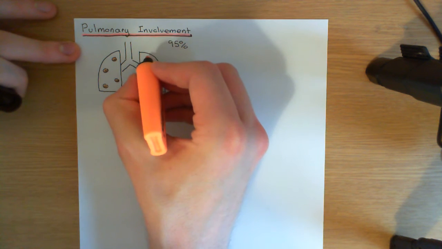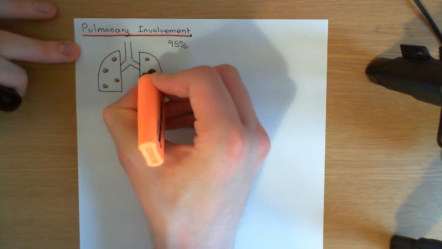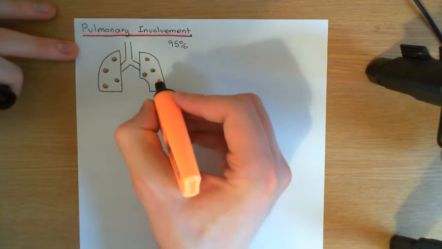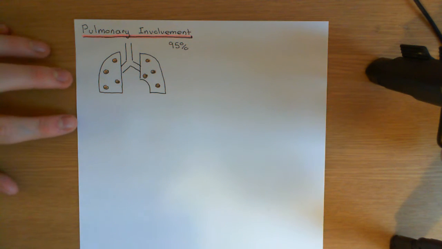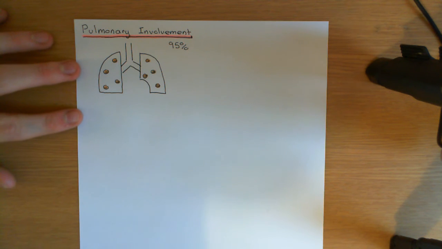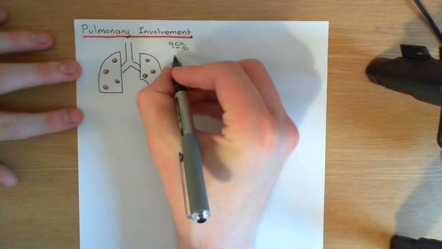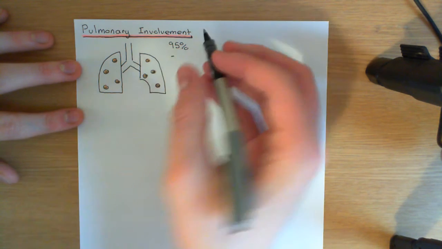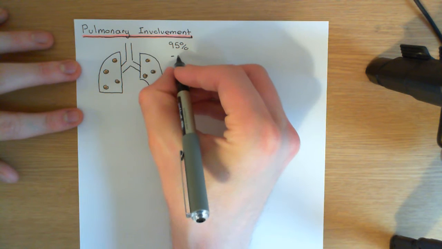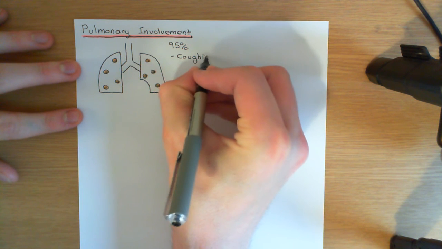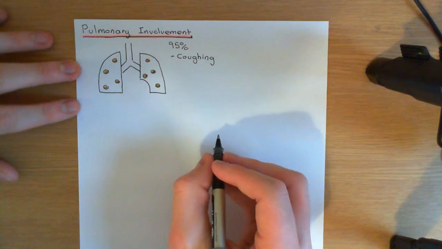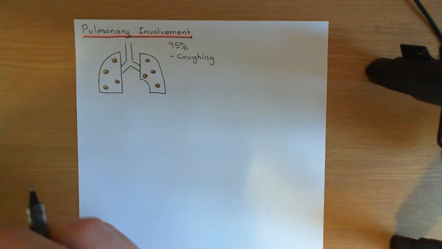Now let's think about what the symptoms of these granulomas forming in the lung tissue are actually going to be. When you've got something inside the lungs that shouldn't be there, what is the body's response to that? Well, it is to cough. So one of the symptoms that you're going to get from having these granulomas forming in the lung tissue is a persistent cough. So coughing is going to be one of the major symptoms of pulmonary sarcoidosis.